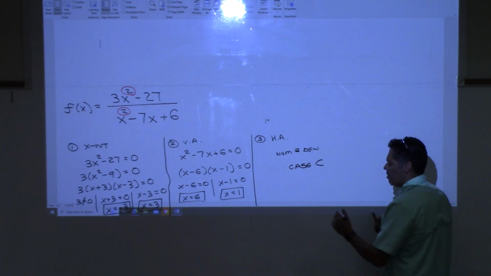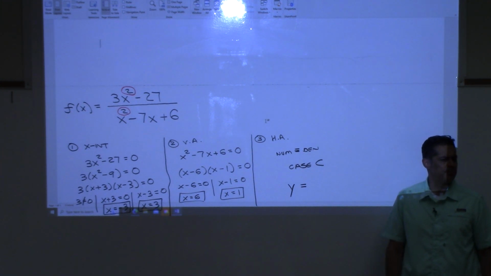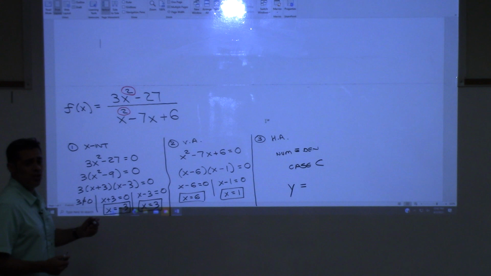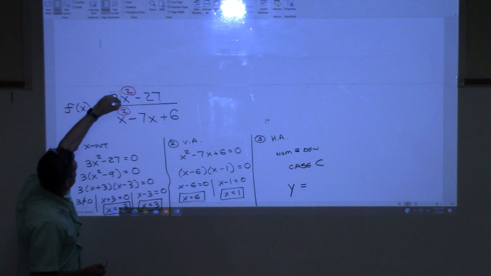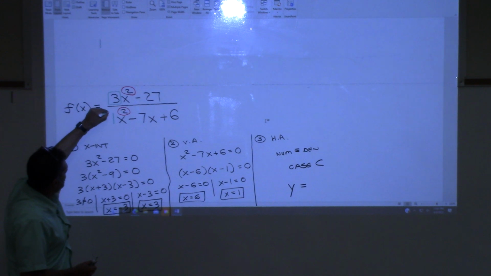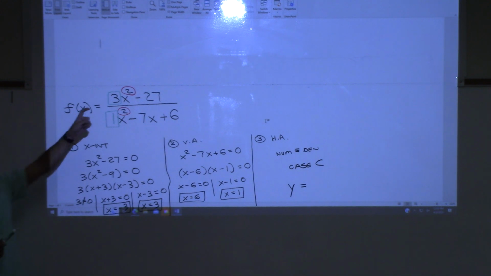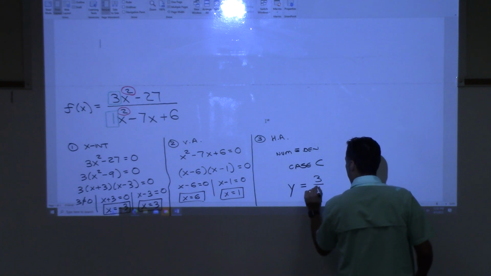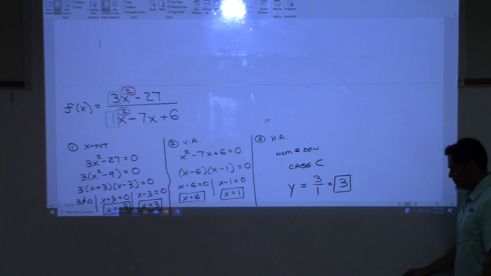Whenever they're the same, then your horizontal asymptote is y equals... And then what is it? The leading coefficient of the numerator. That means you go here and you look at the number in front of it, which was a 3. And then you look at the number in front of that x squared in the denominator, which is 1. You take that 3, the leading coefficient up here, and you divide it by this leading coefficient. So 3 over 1 is 3. That is your horizontal asymptote. Y equals 3.